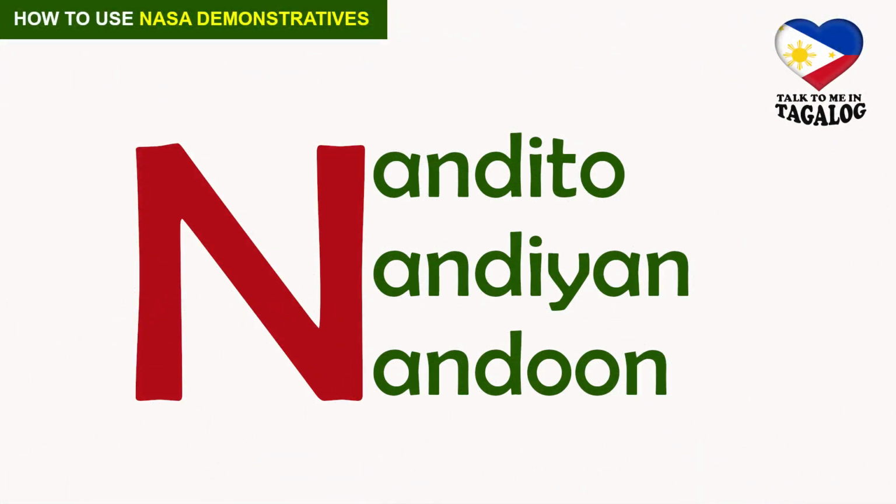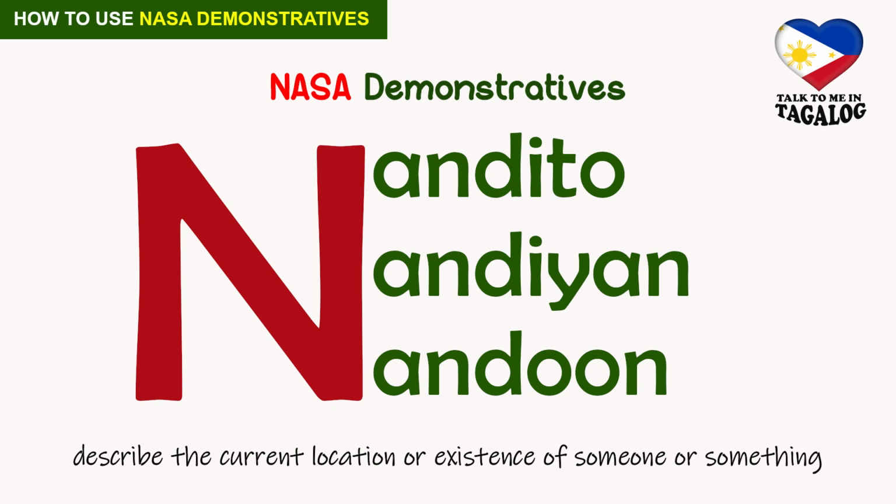This Filipino grammar lesson is about the nasa demonstratives nandito, nandiyaan, and nandoon. These words directly answer the question nasaan or where. They describe the current location or existence of something or someone.